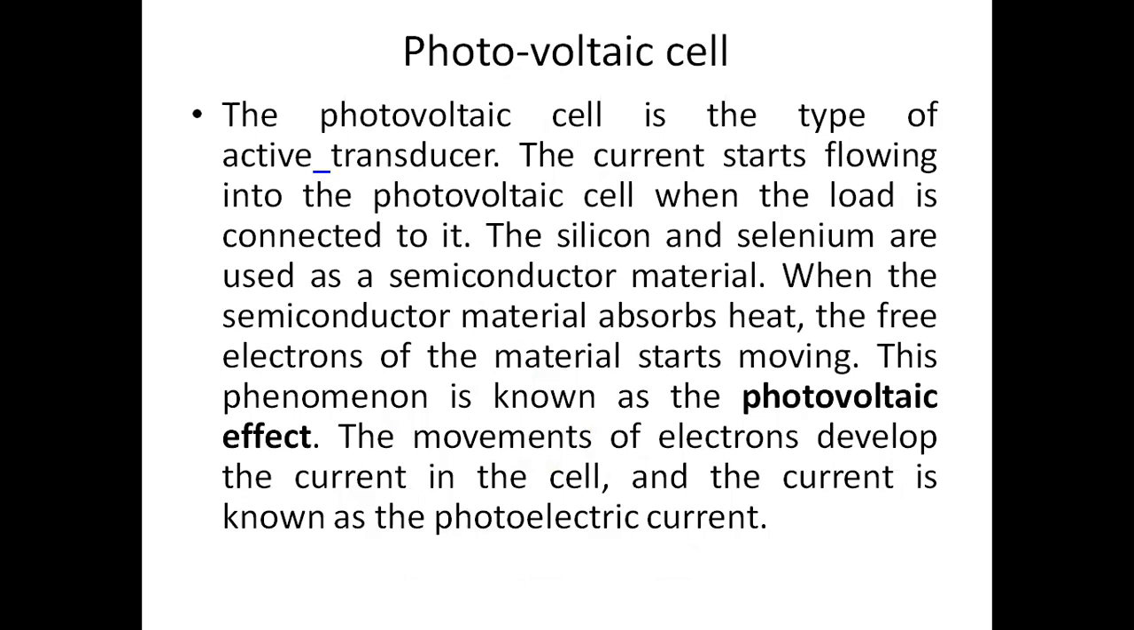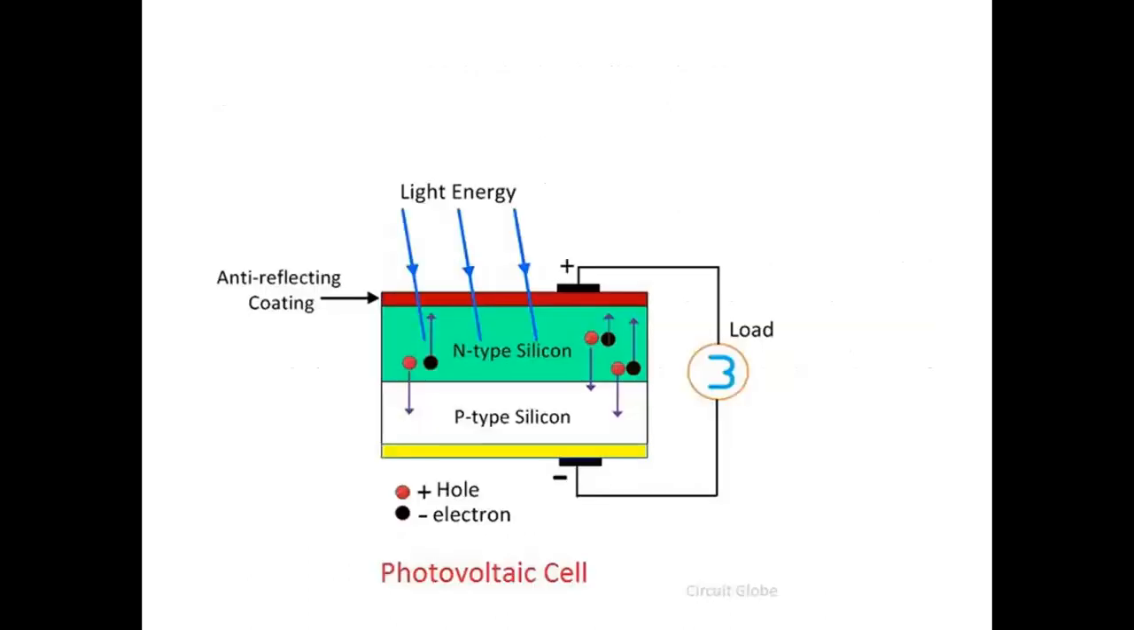The photovoltaic cell is a type of active transducer. The current starts flowing into the photovoltaic cell when the load is connected. Silicon and selenium are used as semiconductor material. When the semiconductor material absorbs heat, the free electrons of the material start moving. This phenomenon is known as the photovoltaic effect. The movement of the electrons develops the current in the cell, and the current is known as photoelectric current. Okay, so this is the construction.